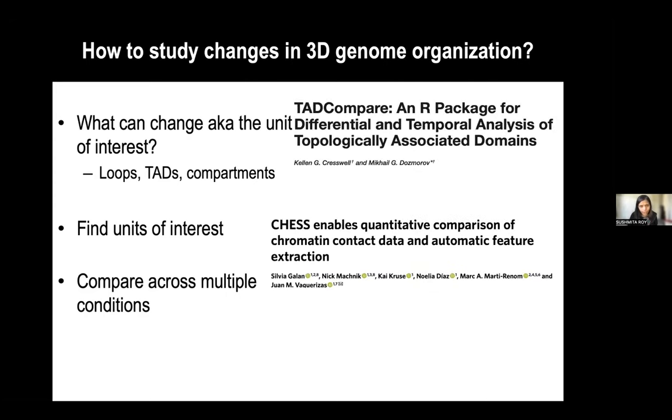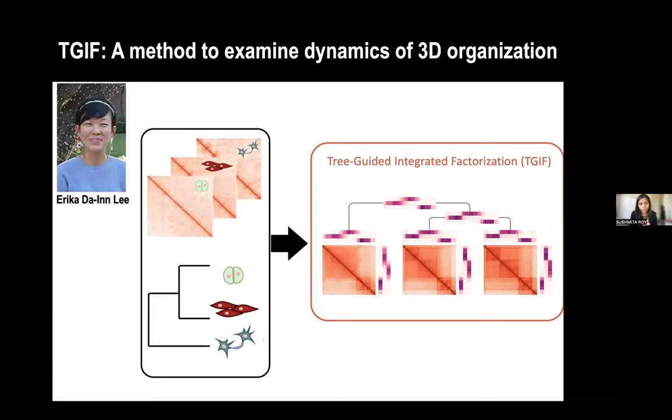So, there have been a few methods, though not to the extent that methods have been developed to look at data from one condition. These are a pair of methods that I've listed, and the majority of these tend to look at pairs of conditions. What we really wanted to do is develop a computational tool that is more generic and can be used to look at Hi-C matrices across multiple conditions. In particular, these conditions may have some information about how they are related.